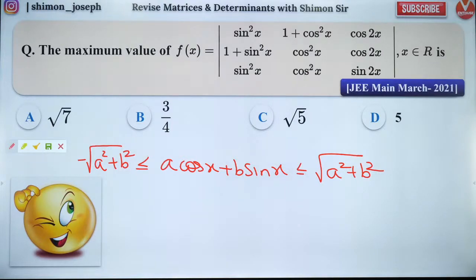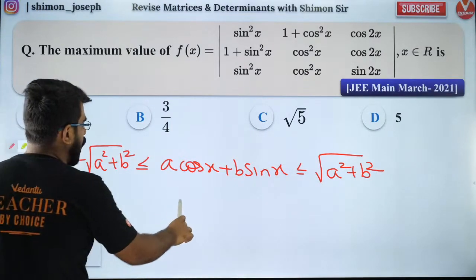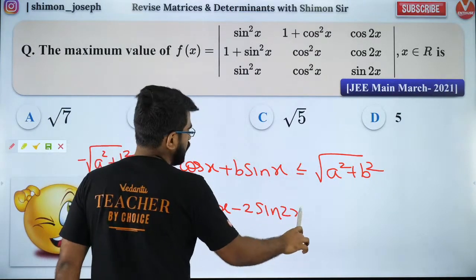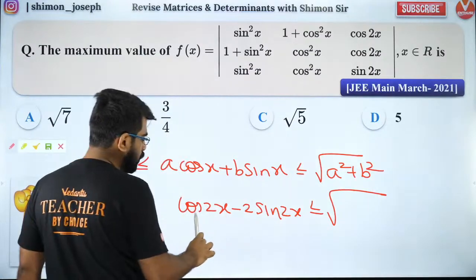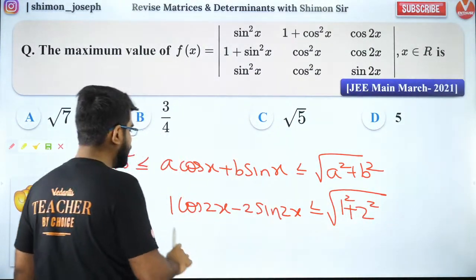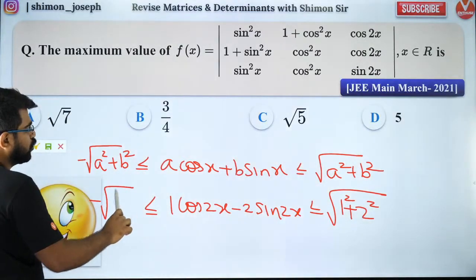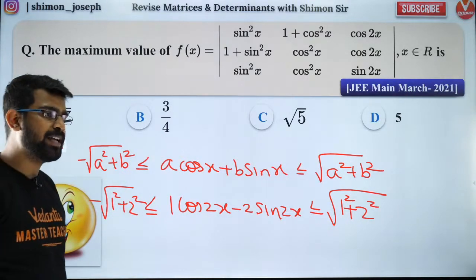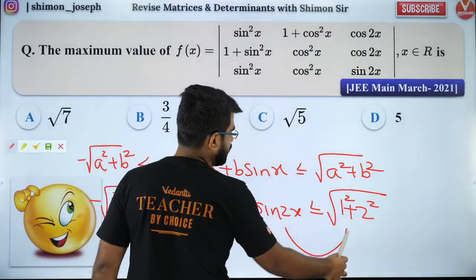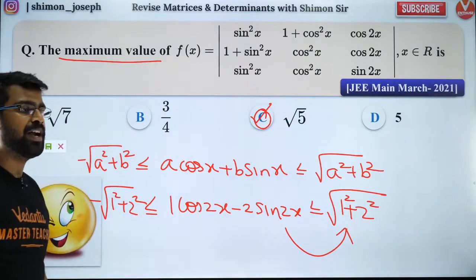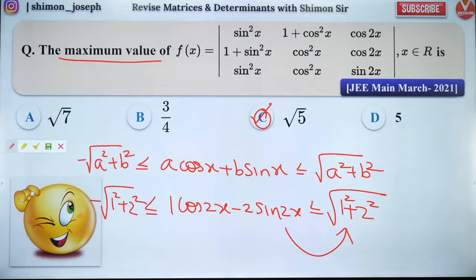So Cyrus, I got cos 2x minus 2 sin 2x, right? So according to this inequality, it should be 1 square plus 2 square, and the minimum value will be minus of root of 1 square plus 2 square. So that is what I used, Cyrus. So the answer is root 5 because we want the maximum value, right? Understood? Did you all like it? Cyrus, are you cool with it now?